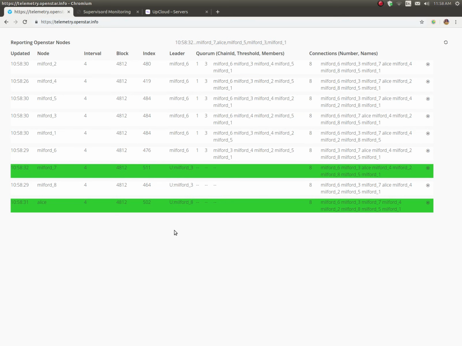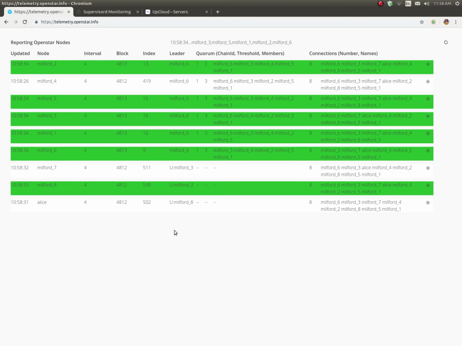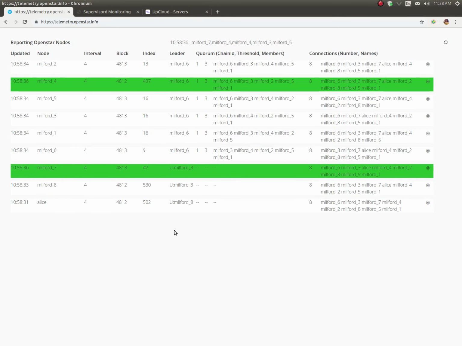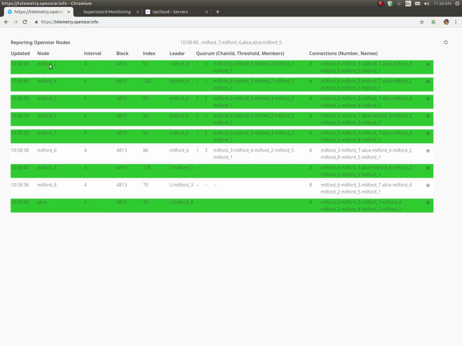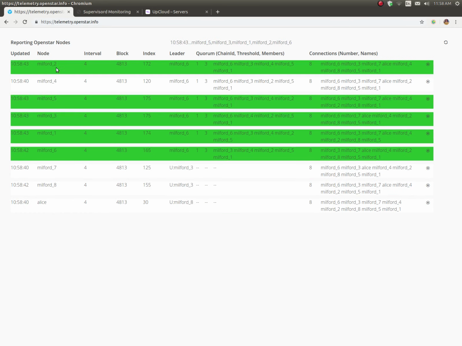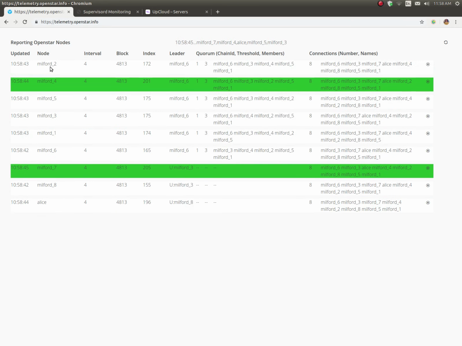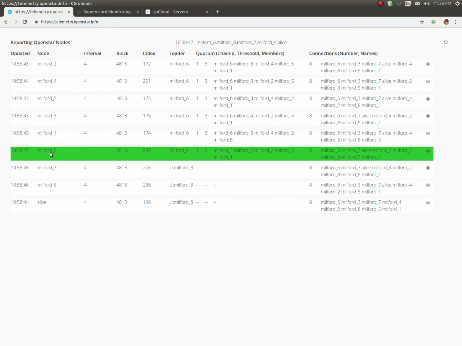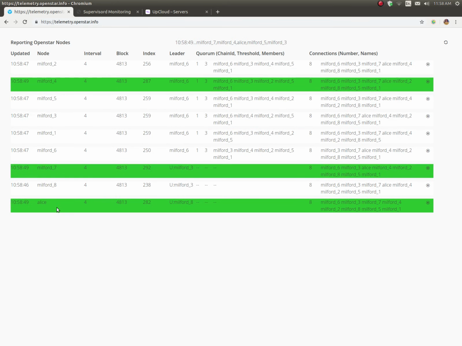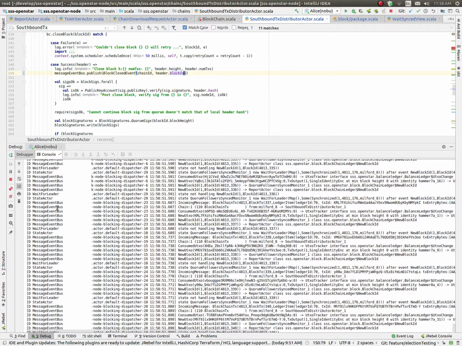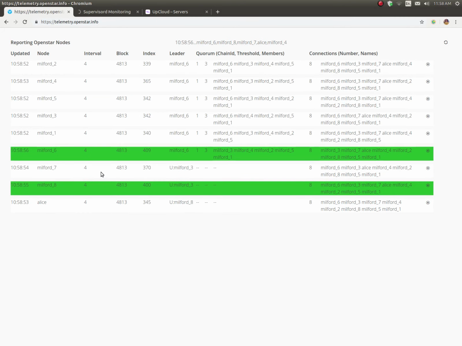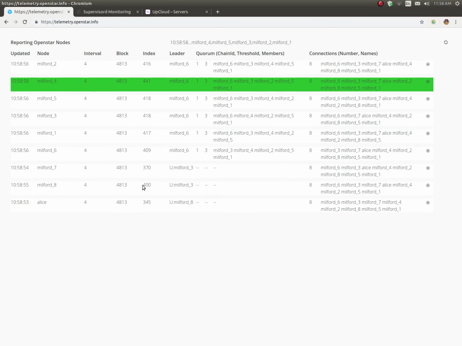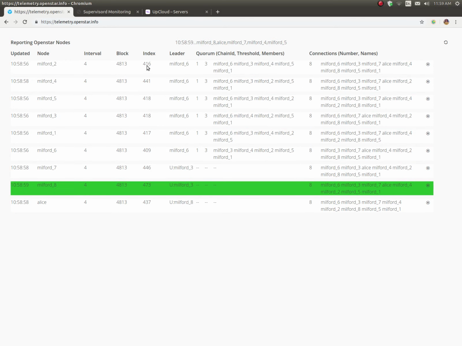Okay, some people have been asking for a demonstration of the failover. So this is an Openstar network with 9 nodes currently running. The first 6 are part of the quorum, 7 and 8 are not, and then Alice is running locally here on this machine. Nodes 7 and 8 are actually hammering the network with transactions. So you can see the block index and the number of transactions.